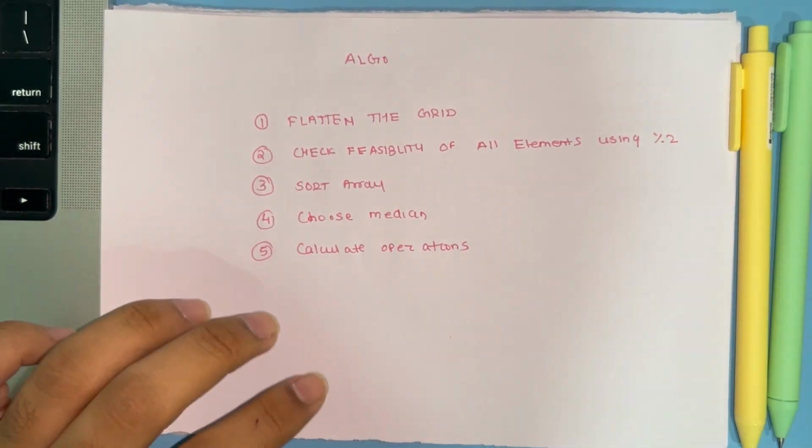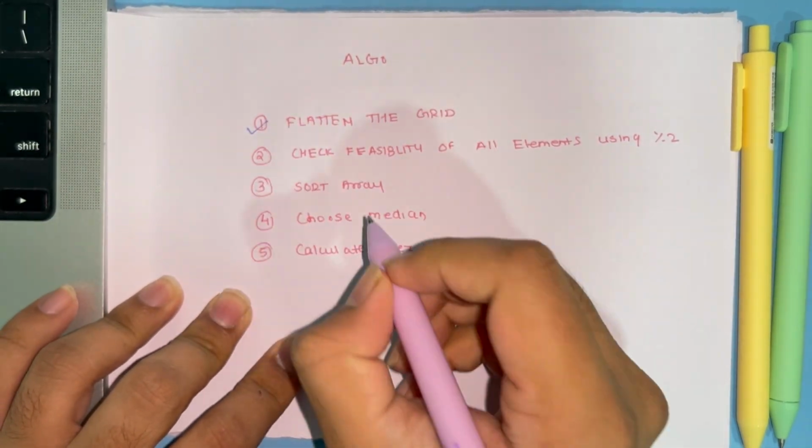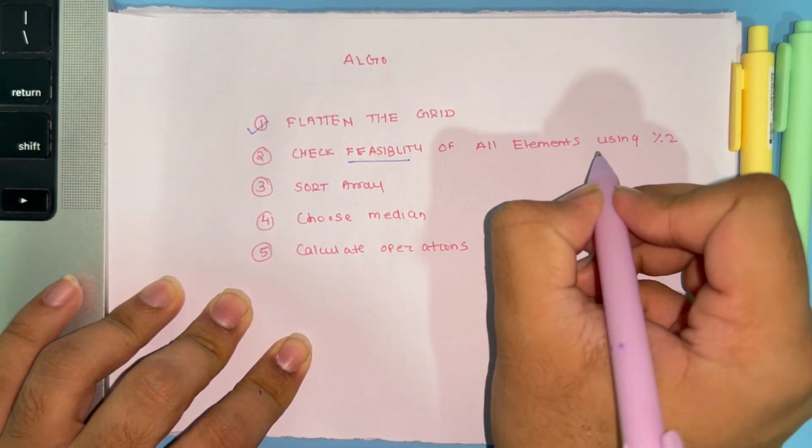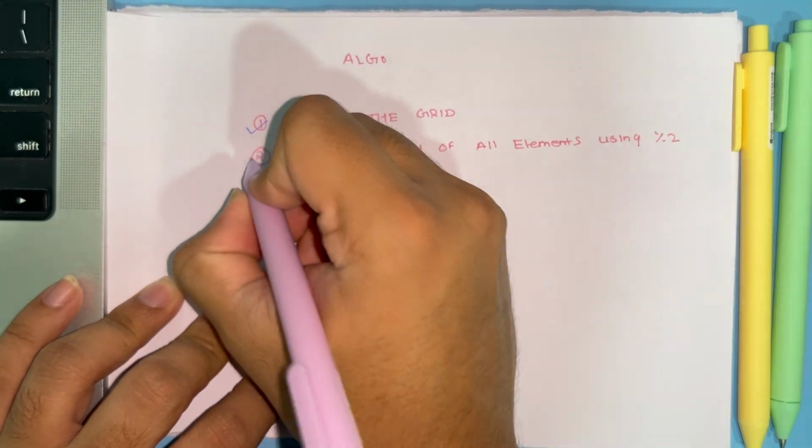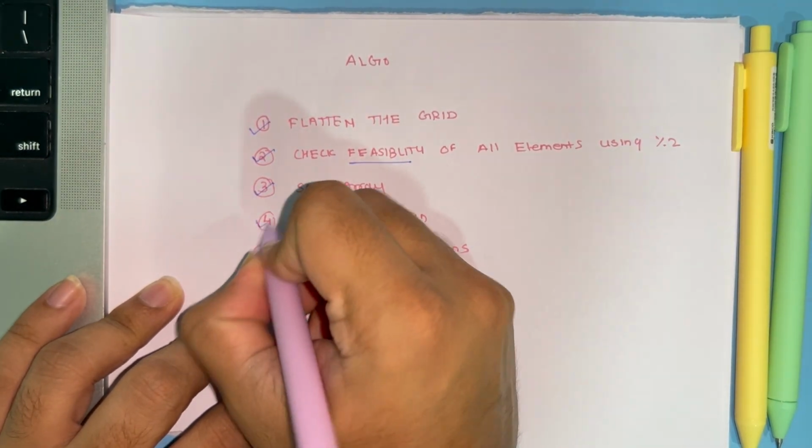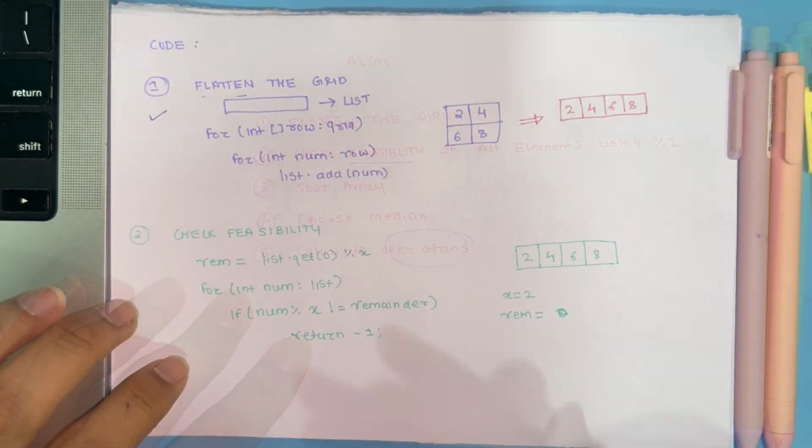The algorithm will go like this. We'll first flatten the list. We'll check the feasibility of all the elements using the modulus operation. Then we'll sort the elements. Then we'll choose a median and calculate the operations. Okay, so let's go through the code.